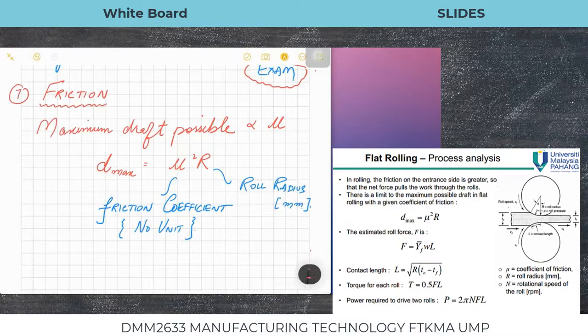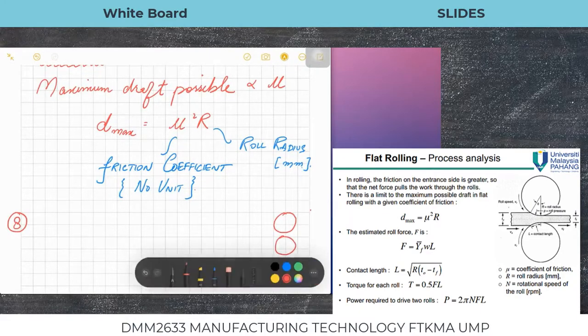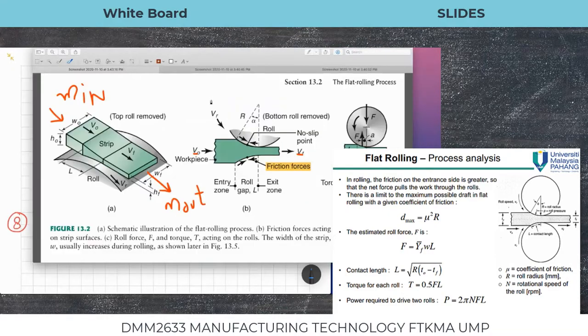Now I know the maximum possible draft. Let's move on to the estimated roll force. I have roller number one, roller number two, and my material is inside. To compress them and reduce the thickness, I need to apply some force, the roll force F. That is very important. To reduce the thickness, I need to apply roll force on both rollers, roller number one and roller number two.